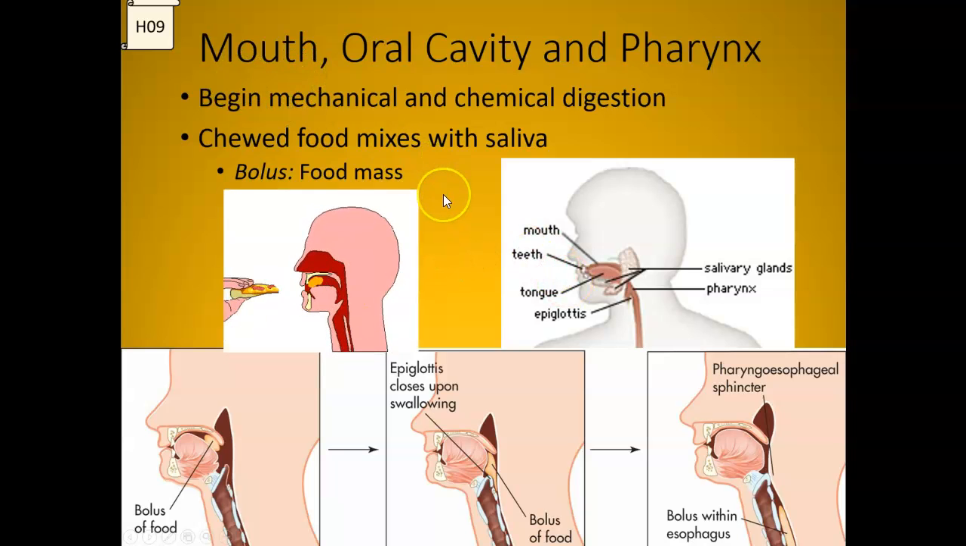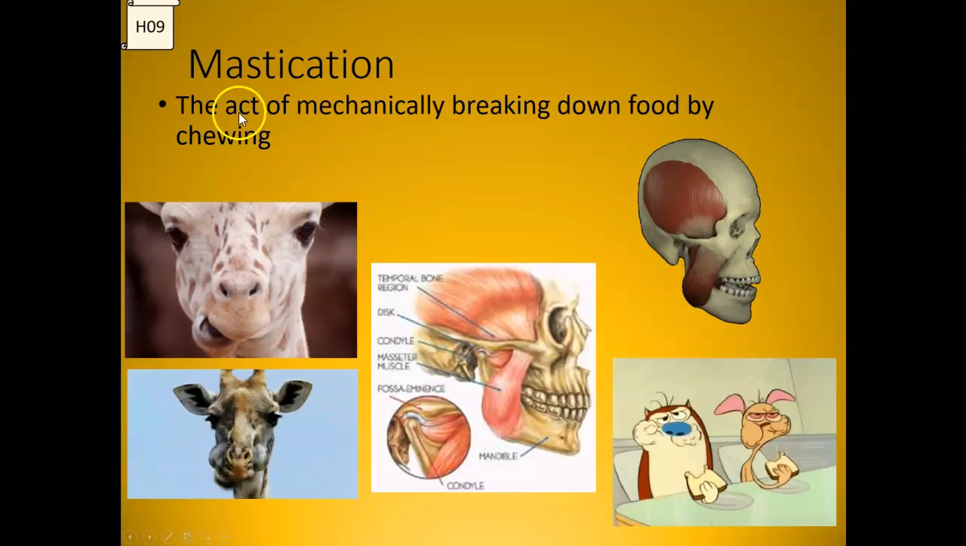So the mechanical breakdown part is known as mastication. It's the act of mechanically breaking food down by chewing. So we use our teeth and we grind those up. And we've got different types of teeth for cutting or grinding: incisors and molars and whatnot, but we're mechanically breaking down big chunks of food into small chunks of food.